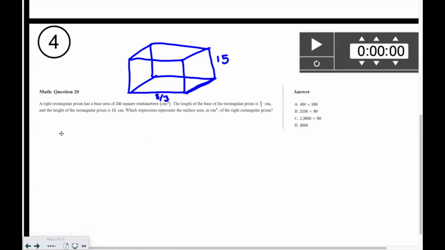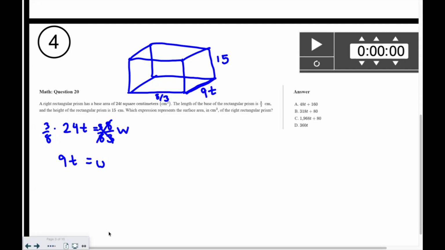Well, we know the area of the base is a rectangle. So that 24t represents the length times the width. So 8/3 times W, where W is the width. And I'm just going to solve that for W. So if I multiply each side by 3/8, 3/8 of 24, use a calculator if you need, is 9. So that means the width is 9t.